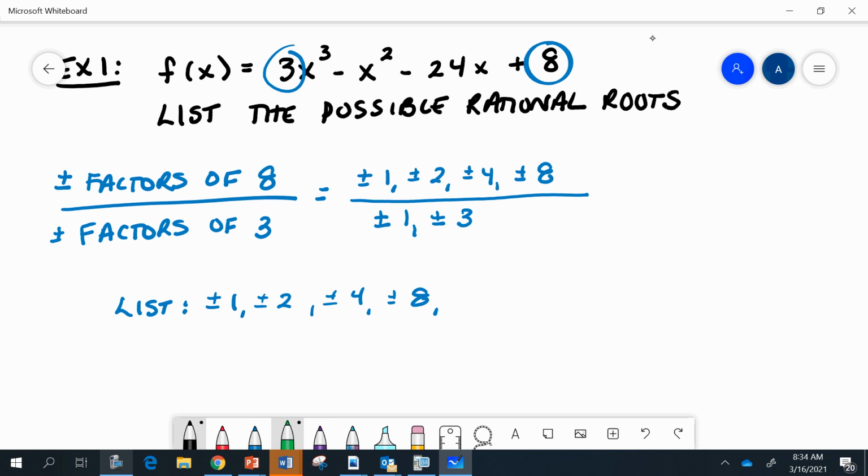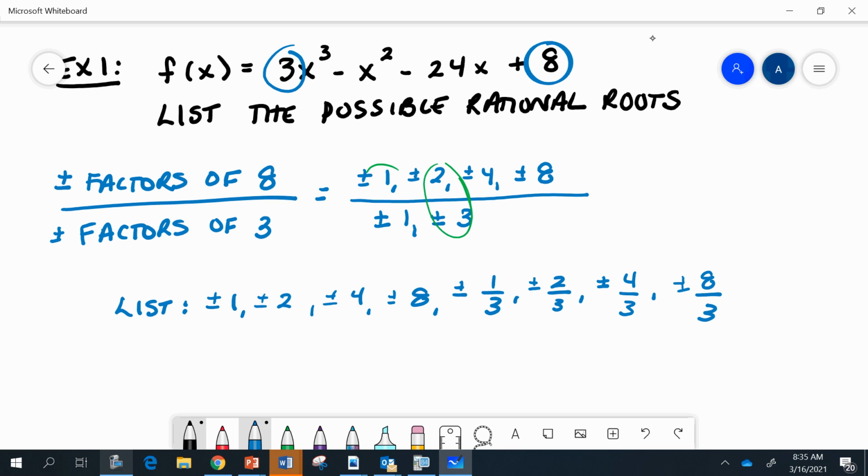Then we take all of the numerators and we divide by 3. Okay, so the first possible is going to be plus or minus 1 divided by 3. The next possible is going to be 2 divided by 3. Okay, and so we could get plus or minus 2/3. The next possible is going to be plus or minus 4 divided by 3. And the last possible is plus or minus 8 divided by 3.